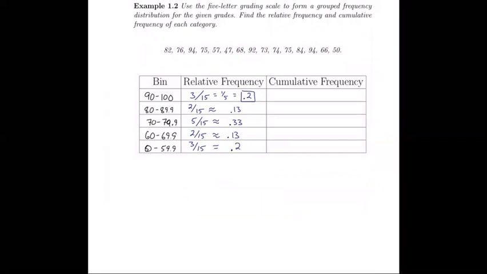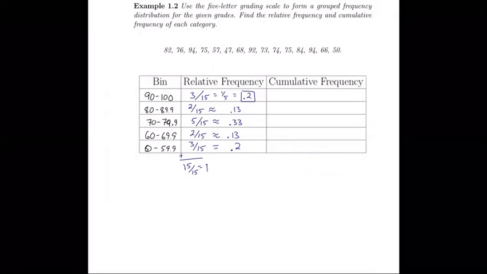If we were to add up all these fractions, we'd realize that we'd have 15 over 15 equals 1. That should always be the case when we add up our relative frequency table, just like a probability distribution.